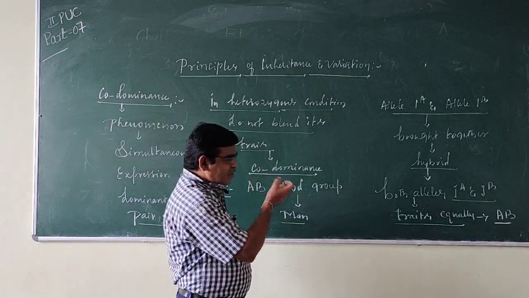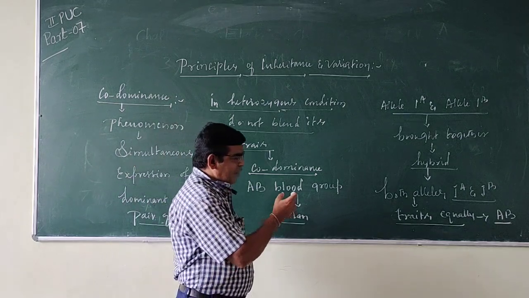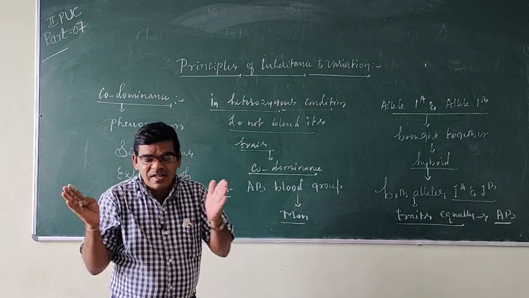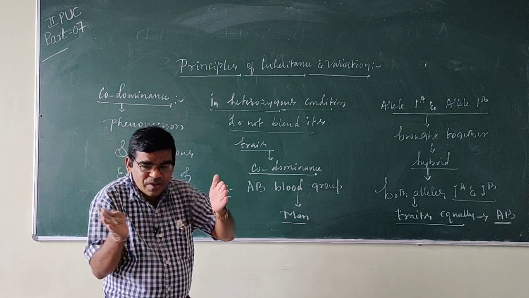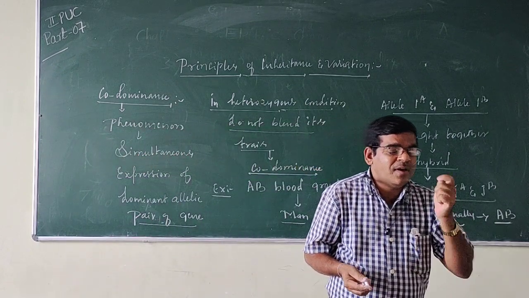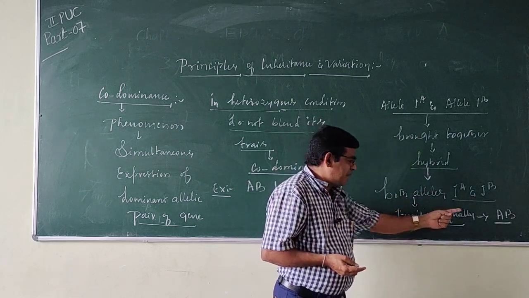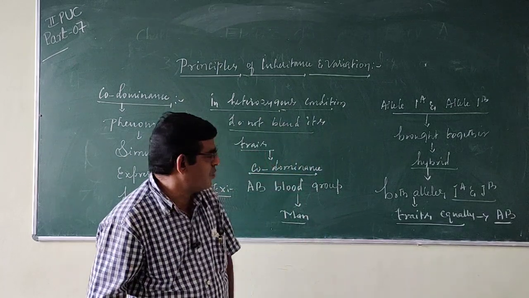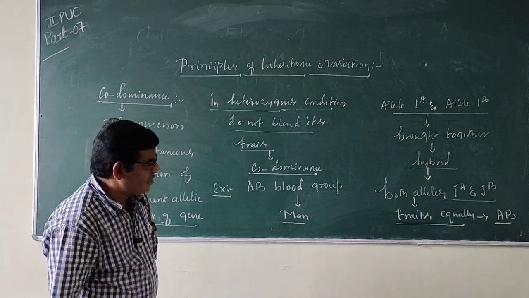Allele IA is dominant, IB is also dominant. These two alleles are brought together in heterozygous condition, in the hybrid. Both the alleles IA and IB are expressed because both are dominant. That's why they produce the AB blood group. This is called codominance, and the best example is the ABO blood group.